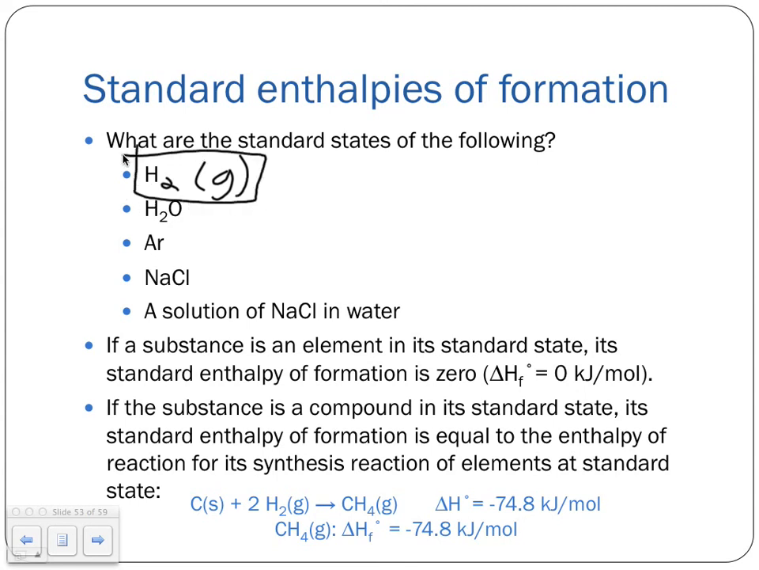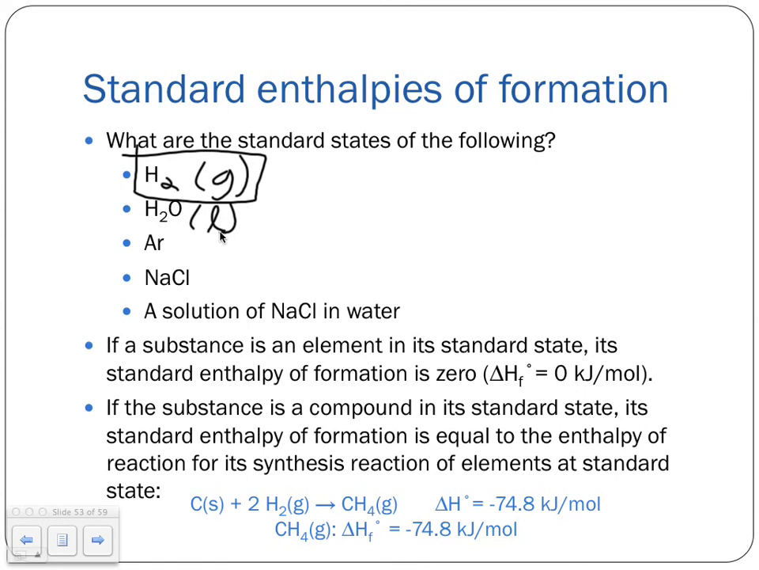Next one would be H2O. While it's not an element, we can still talk about its standard state. So the standard state of H2O, of water, is going to be, what is water at a temperature of 25 degrees Celsius? And we know that at 25 degrees Celsius, water should be a liquid. And so it'll be H2O liquid in this form.